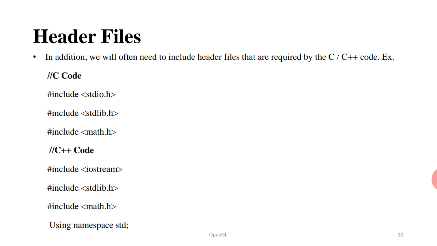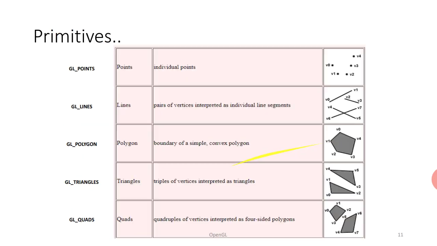In addition, we will often need to include header files that are required by C and C++ code. So for example, the C code will look like #include stdio.h, stdlib.h, math.h along with your OpenGL header files. If it is C++ code, then your program may include iostream.h, stdlib.h, math.h along with OpenGL header files, followed by using namespace std.